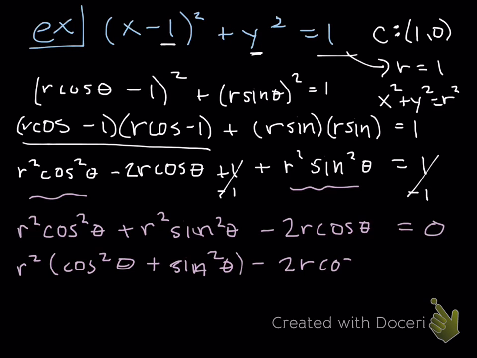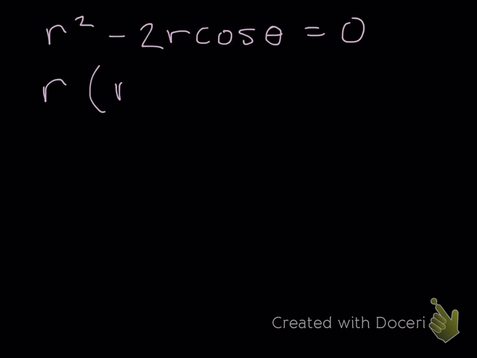And I know that cosine squared plus sine squared is equal to 1. So this whole quantity right here is going to go away. And I'm going to flip the screen so I have more room. So when that goes away, I'm left with r squared minus 2r cosine of theta equal to 0. And at this point we look at it and we determine what we have in common, and that's an r. So I'm going to factor an r out. So I'm left with r times the quantity r minus 2 cosine of theta.